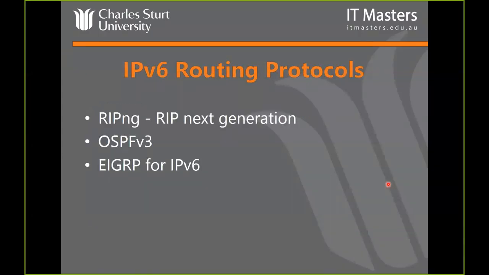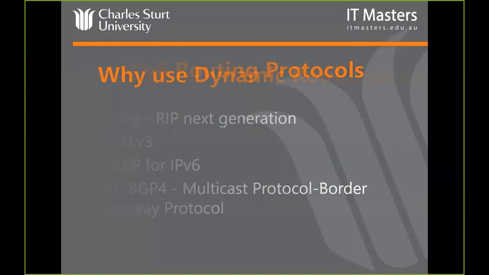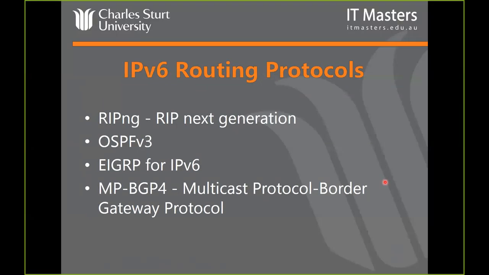In terms of IPv6, we have a number. RIPng, RIP next generation, is specifically for IPv6. OSPF version 3 is specifically for IPv6, and there's EIGRP for IPv6. And then the multiprotocol border gateway protocol, so BGP basically for IPv6. You will also need to know a little bit about BGP for IPv4, and we talk a little bit about that next week when we talk about WAN.